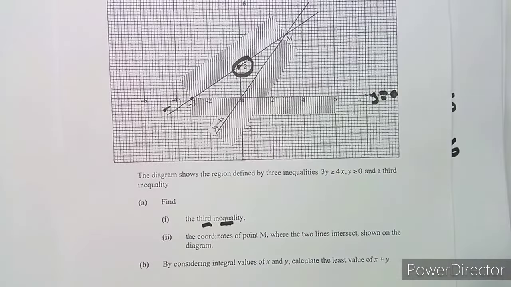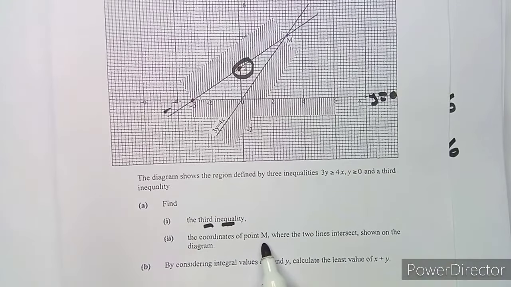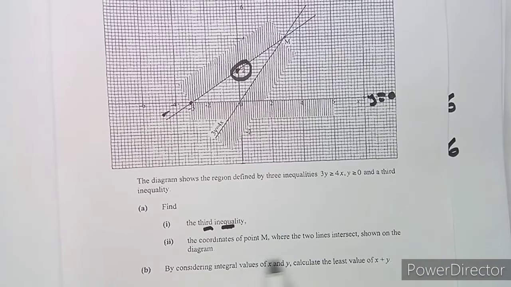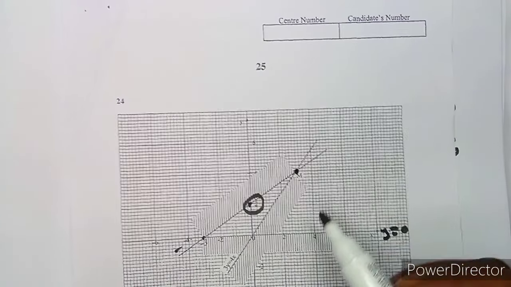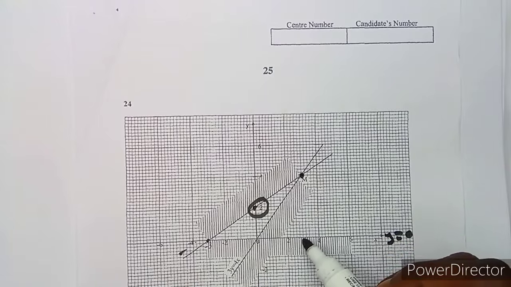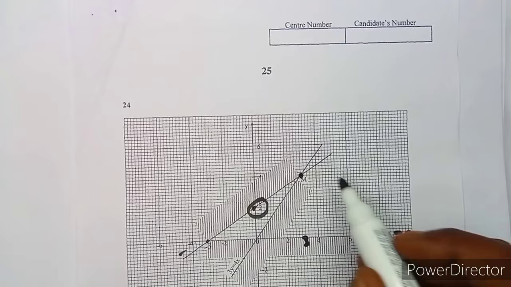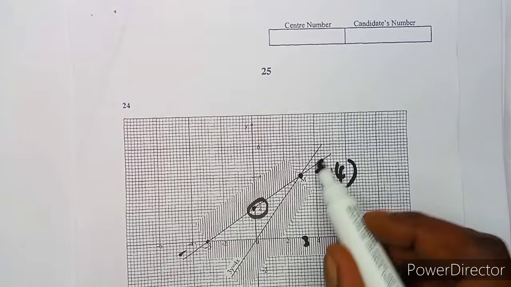All right. Then the coordinates of M, where the two lines intersect, shown on the diagram, the coordinates of M. So M is this point that is shown. So it's in between 3 here for x and y is 4. So this point M is 3, 4.